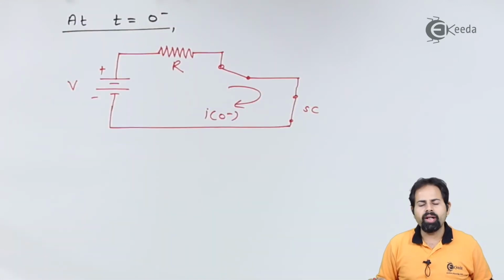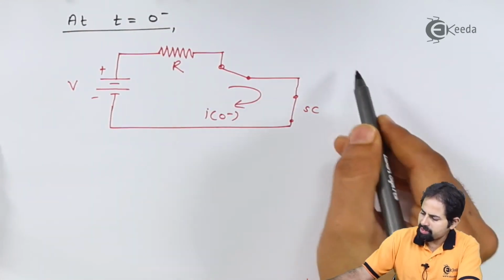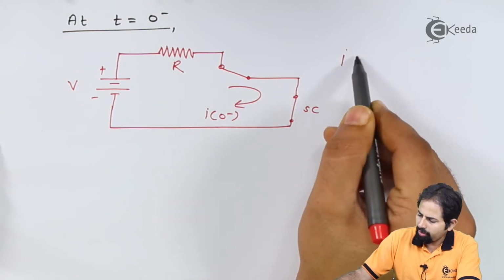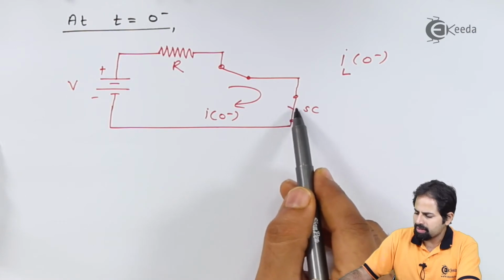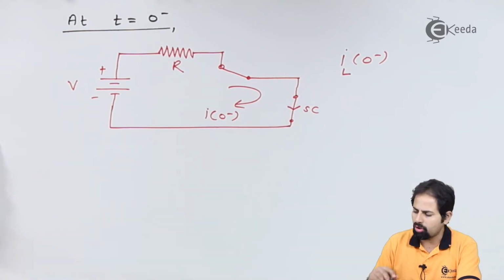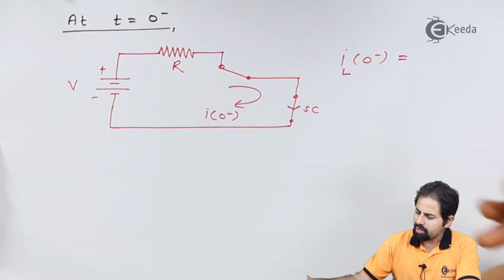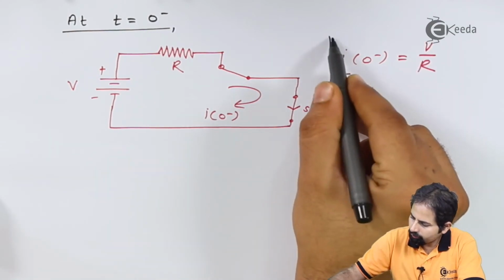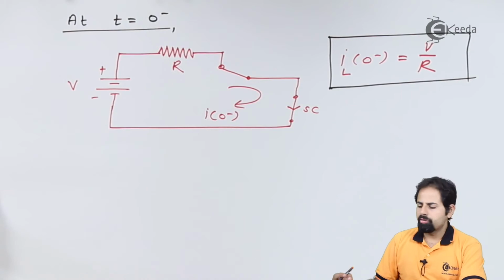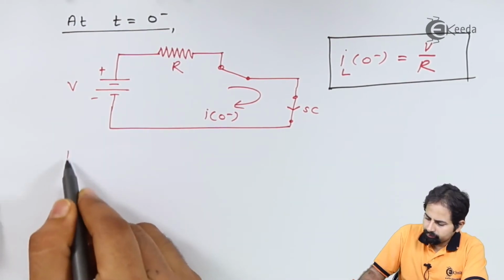And if you want to get i of 0 minus now, it is very easy. I can call it i of 0 minus or iL of 0 minus, because that is the current which is passing through this inductor, which is now short circuited. So this current is now voltage upon resistance. It is going to be V divided by R. So we have got the initial current.